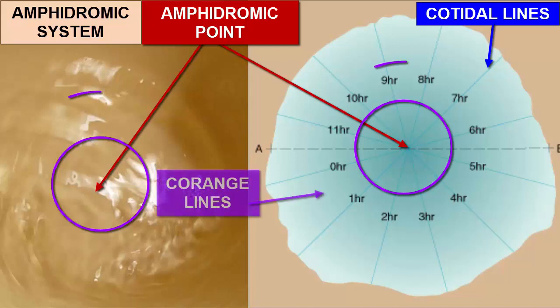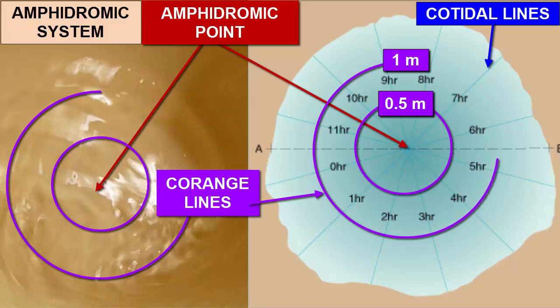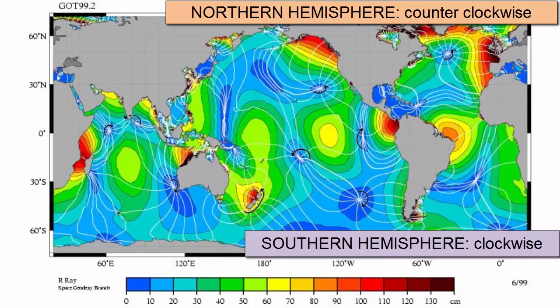The concentric circles are called co-range lines because everywhere along each circle, locations are equidistant from the center of the bucket, the amphidromic point, and therefore they experience the same difference between high tide and low tide, or the same tidal range. Let's look more closely at actual data of amphidromic systems from across the world's oceans.